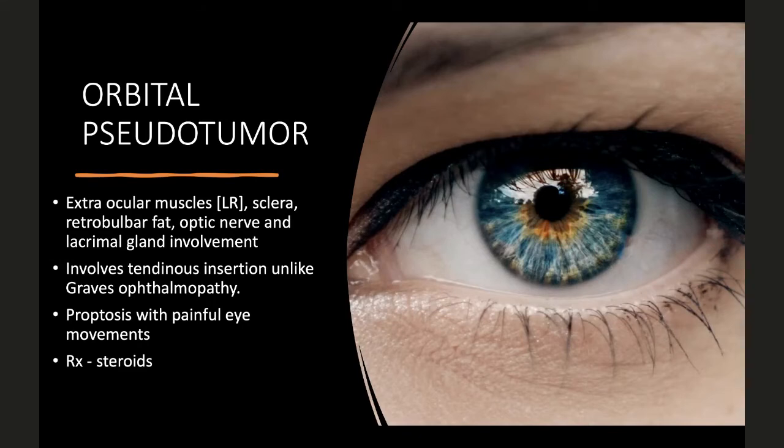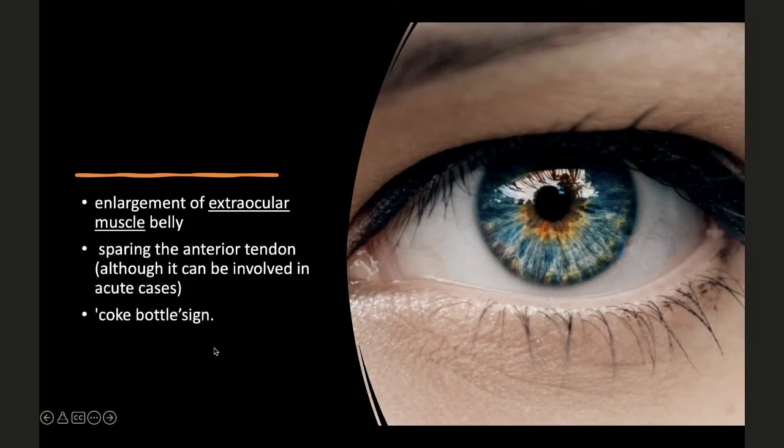And then it can involve, like I told, the various other structures. This involves a tendinous insertion, unlike Graves. We're going to look at it to compare it. This is proptosis. It has painful eye movements, but it greatly improves with steroids. Graves' ophthalmopathy does not really cause much of a painful eye, unlike pseudotumor.